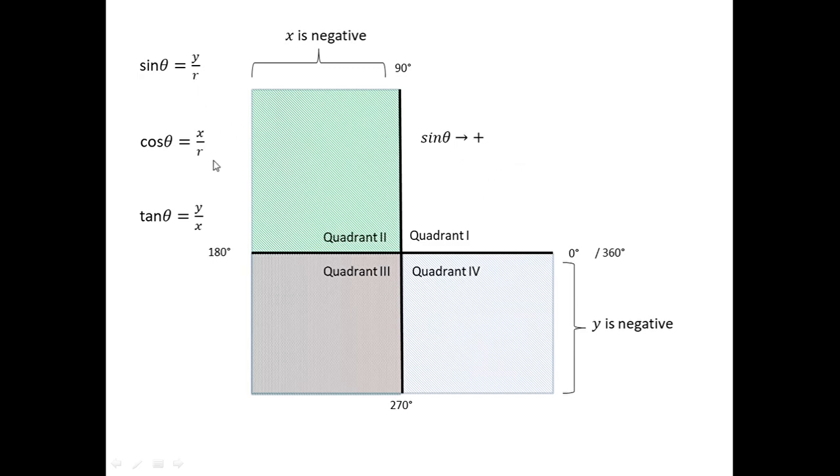In quadrant 1, if we look at cos, the x-coordinate is positive, the r is positive, so that whole ratio will be positive. And finally, in quadrant 1, the y-coordinate of tan will be positive and the x-coordinate of tan will be positive. So that means the whole tan ratio will always be positive in quadrant 1.